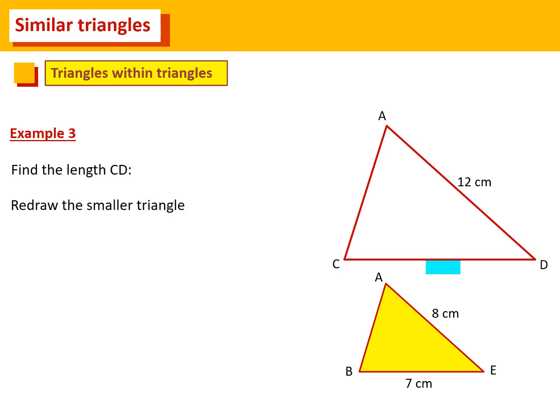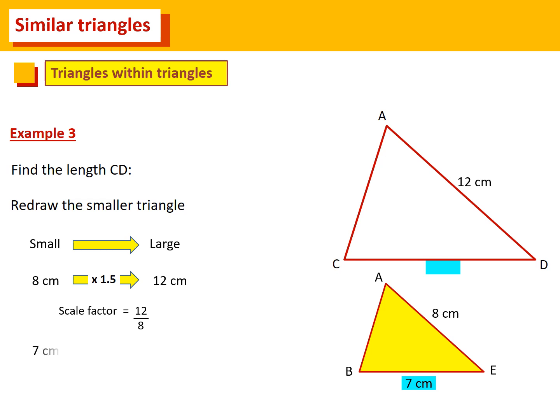Now we're trying to find CD, so that's in the large triangle, so we need to find the scale factor to go from the small triangle up to the large triangle, so from 8 centimeters up to 12 centimeters, and that would be a scale factor of 1.5. So in order to find CD, we're going to use the 7 centimeters in the small triangle, multiply that by 1.5, and 10.5 is our answer.